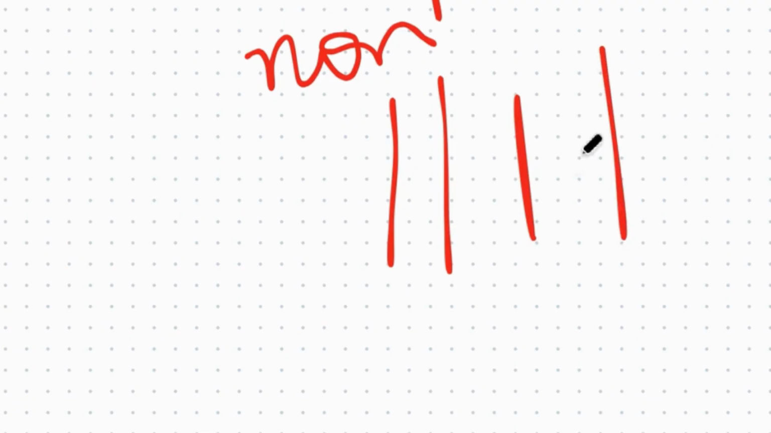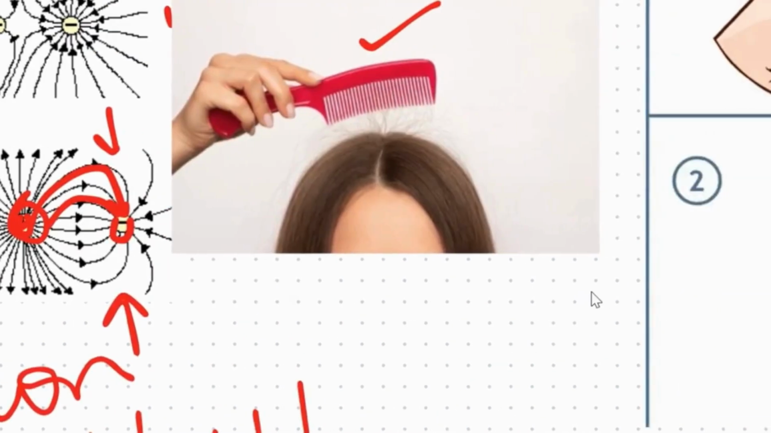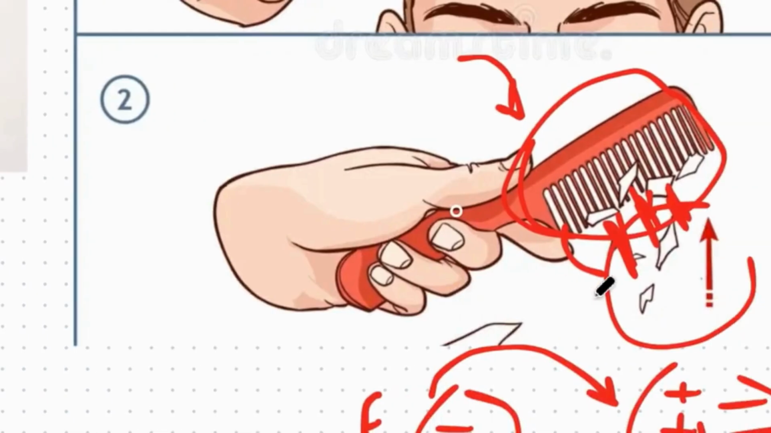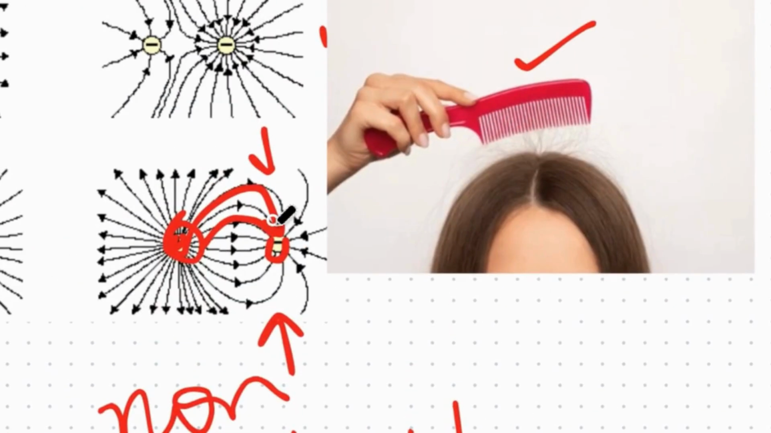A uniform electric field is when the distance is the same. Like these, the distance should be the same, then it's going to be a uniform electric field. But for this comb and paper example, the electric field is non-uniform because these field lines are at different distances and their strength varies: when the comb is a little far away, the field is going to be weak, and when it's close, the field is going to be strong.